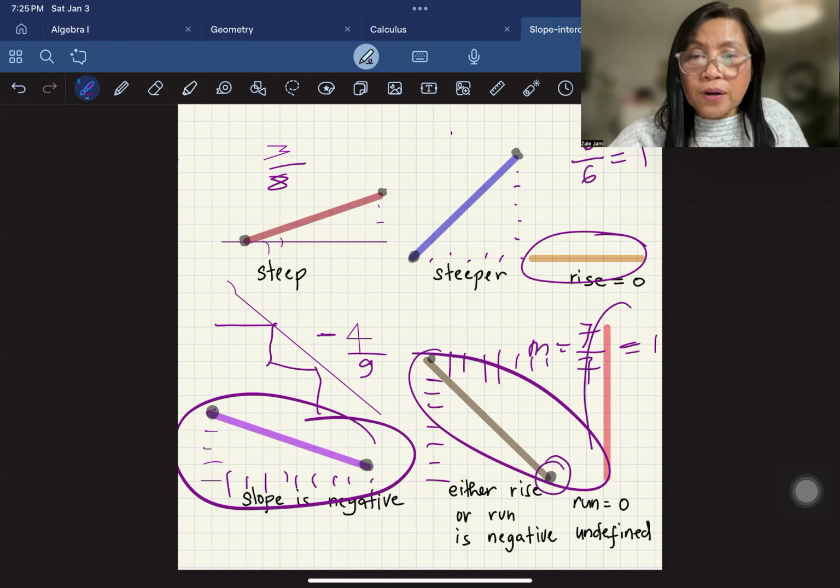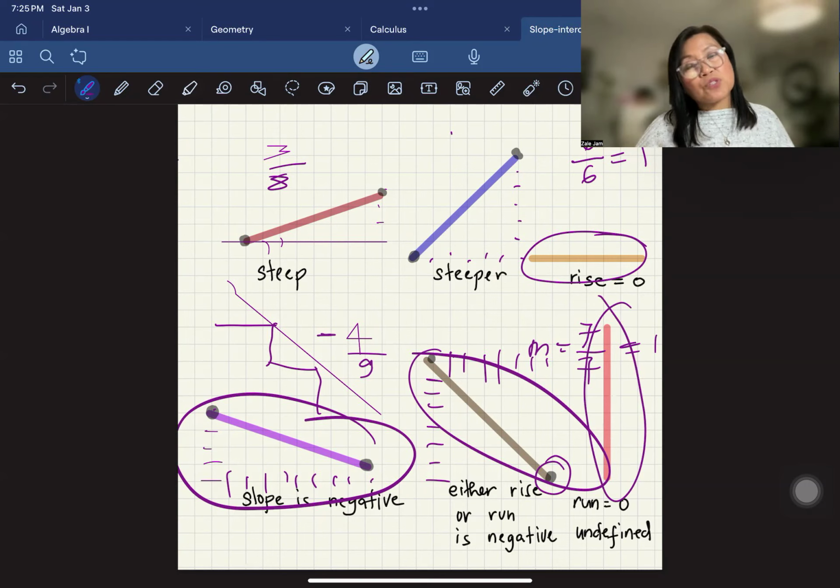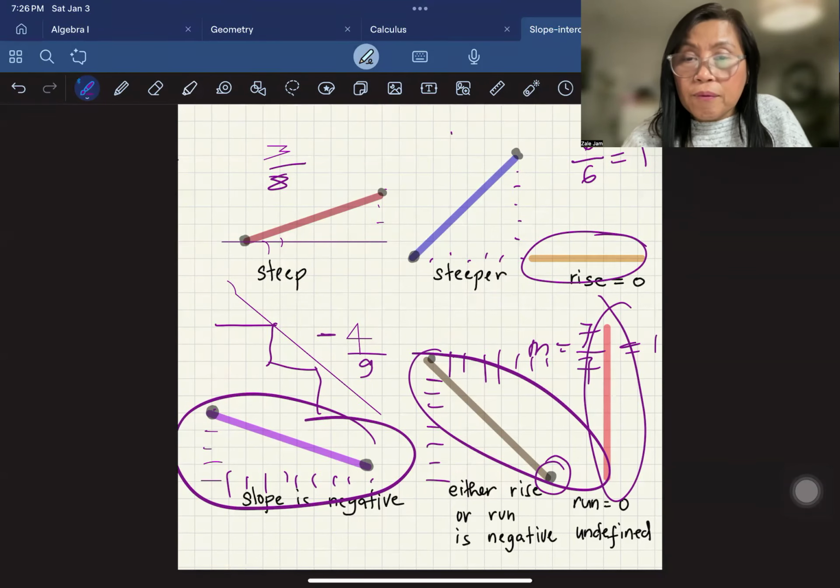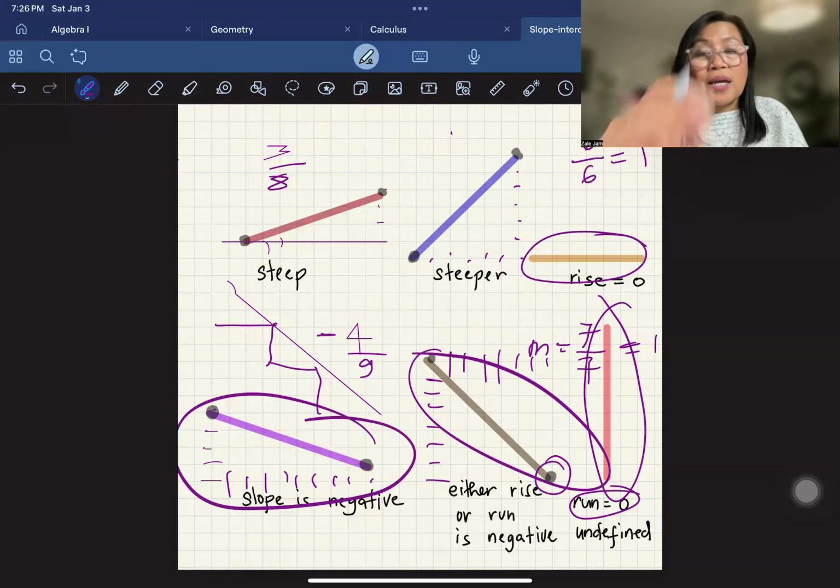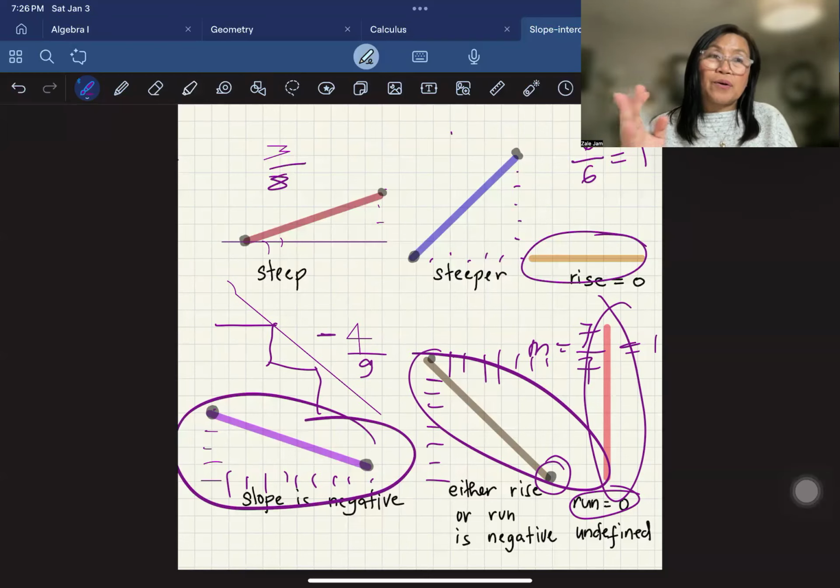However, for the orange line right here, we have a slope that is undefined. Why? Because your run is equal to 0. There's no horizontal change. It doesn't move either to the left or to the right. This means that our denominator, the run, is equal to 0, which is undefined, because any number divided by 0 is undefined. So take note, if the line is horizontal, our slope is 0. And if the line is vertical, we have a slope that is undefined.